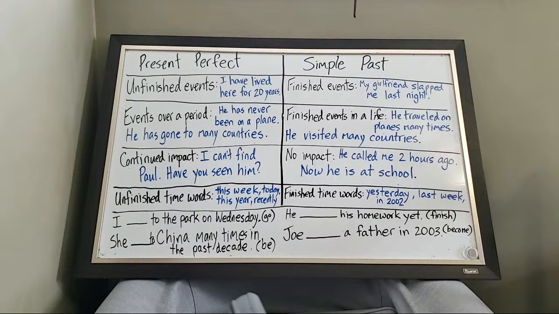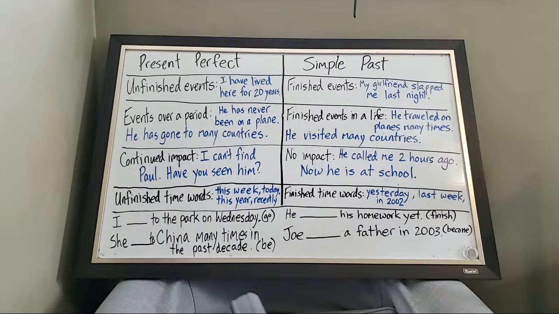So the first one, I to the park on Wednesday. And the verb we want to use is go. Should that be went or have gone? And because it says Wednesday, that's a finished time word. I went to the park on Wednesday. Okay? I have been to the park many times, but I went to the park on Wednesday.